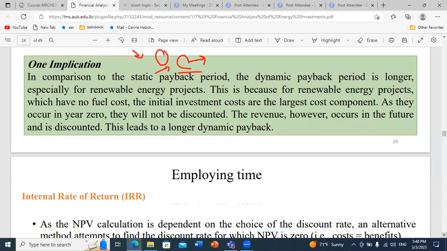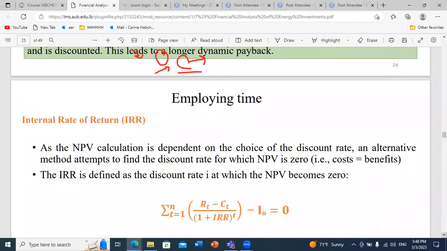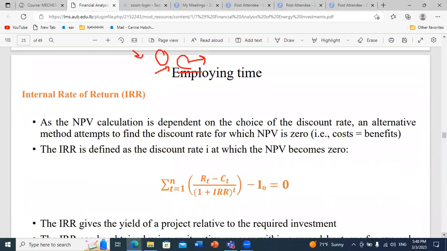Now, another factor that can help you in making your decision if your project is economically viable or not is the internal rate of return. The internal rate of return is the value of i for which the NPV at the end of lifetime is zero. As the NPV calculation is dependent on the choice of the discount rate, an alternative method attempts to find the discount rate for which NPV is zero.